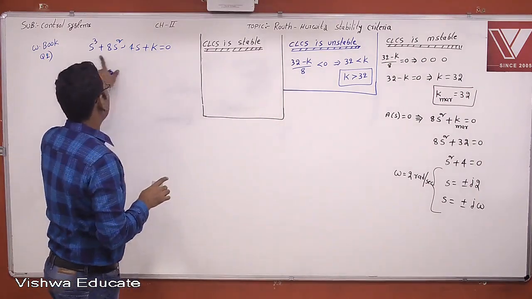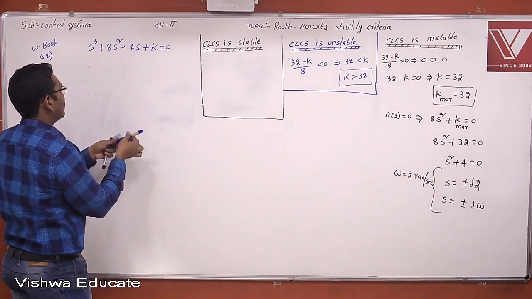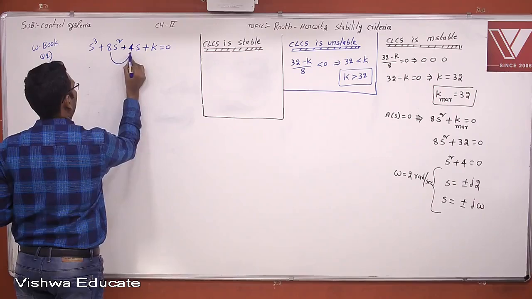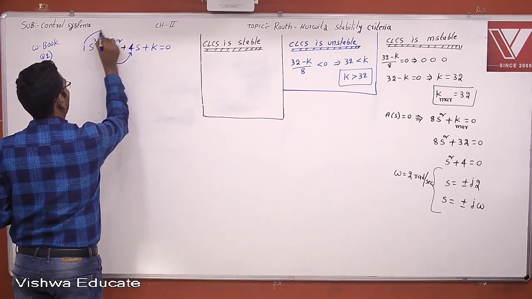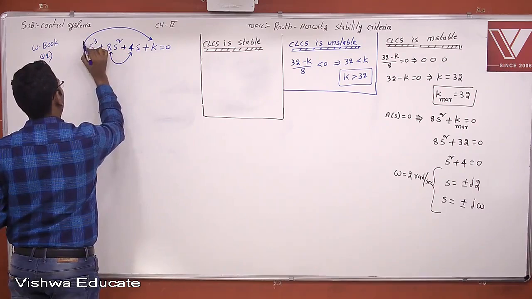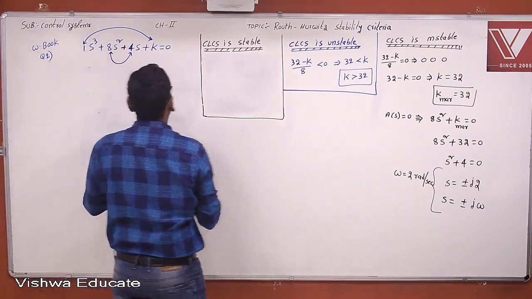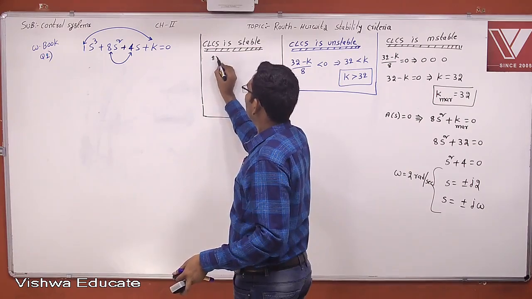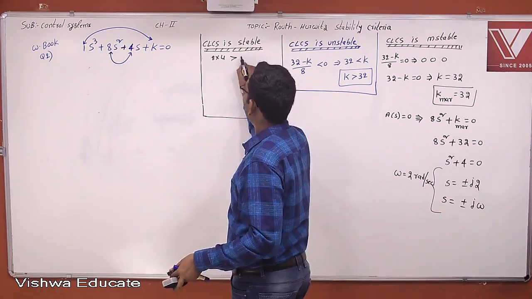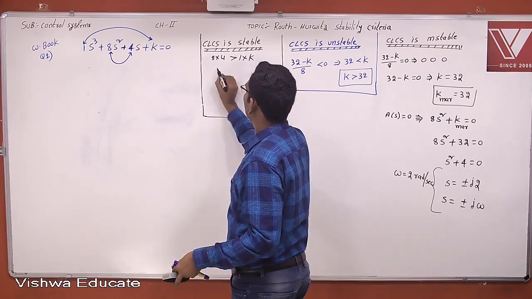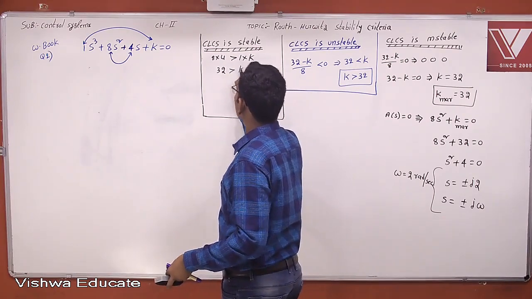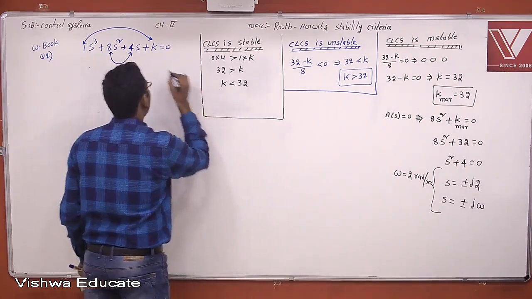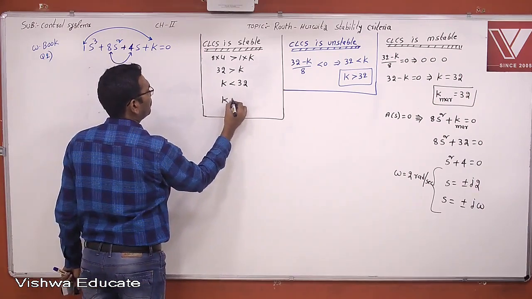Now for stable, this is order 3. For order 3 you have a shortcut method, the internal quotient product versus the external quotient product. So what is the internal quotient product? The internal quotient product is 8 into 4, which must be greater than the external quotient product 1 into k. So 32 is greater than k. Therefore, k is less than 32 and the constant must be greater than 0.